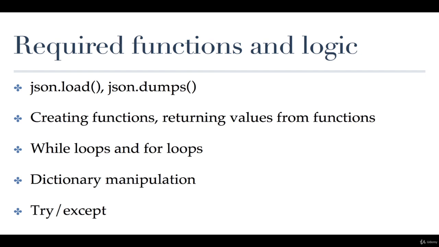So what do you need to know to do this chapter? You're going to need to know these 2 functions, json.load and json.dumps. This is what's going to load and output your dictionaries, your recipe books. You're going to need to learn how to create functions and return values from those functions. You need to use while loops and for loops.